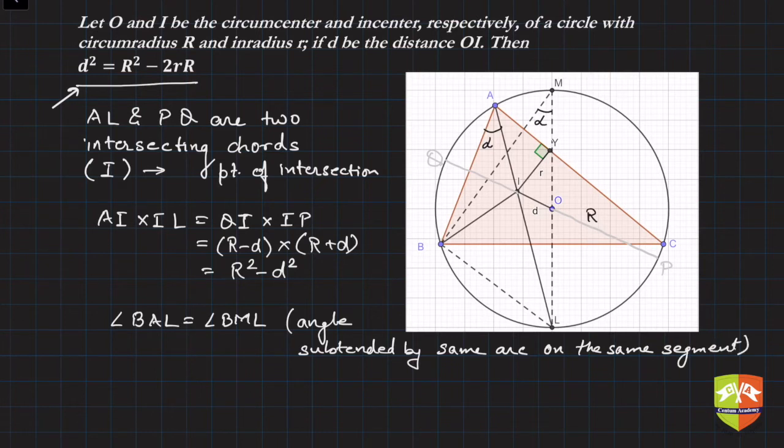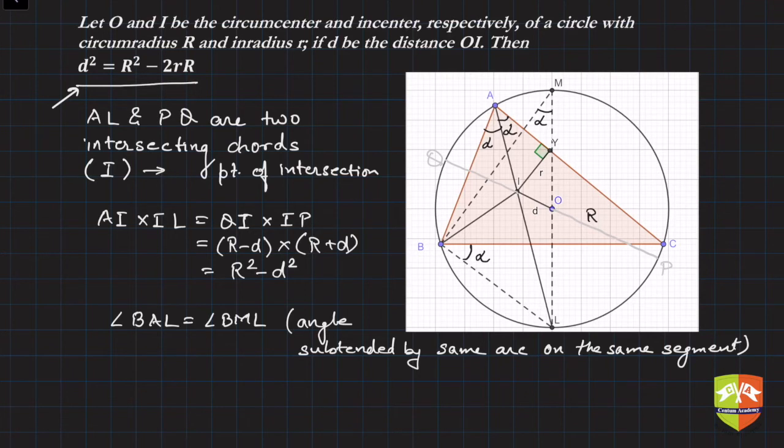Now, IA happens to be the internal bisector of angle BAC, because I is the incenter. So IA is the internal bisector, so this angle is also alpha, isn't it? And by the same logic, we will have this angle is alpha. Which logic? Angle subtended by the same arc on the same segment. I hope the diagram is clear.